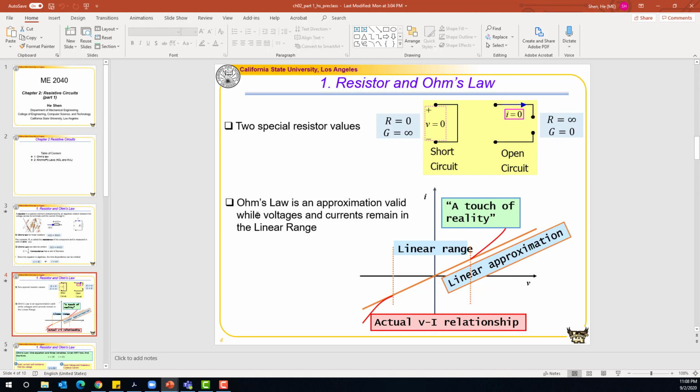And we also need to know that Ohm's law is just an approximation. It's only valid within a linear range. So in this picture, the red line describes the actual V-I relationship of a resistor, and Ohm's law applies to this linear range.